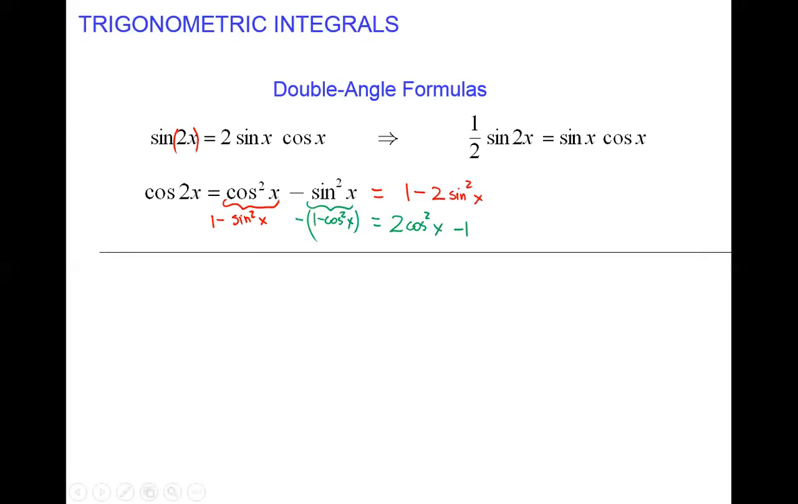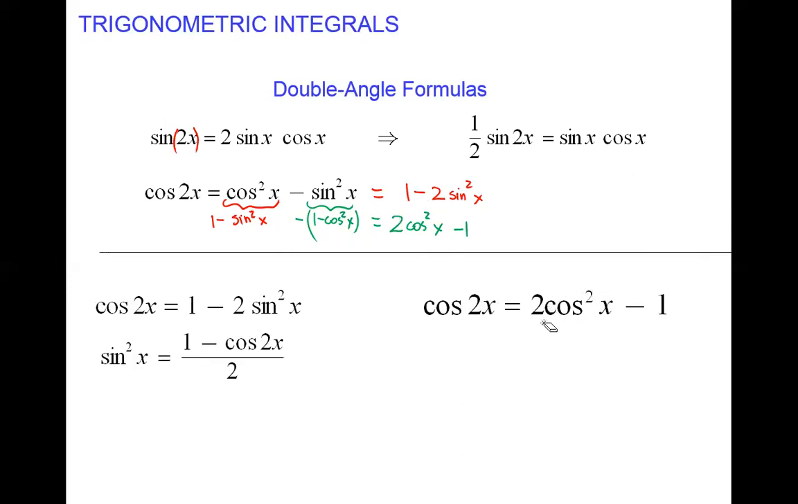We also have half-angle formulas, which we can derive from the double angle formulas. I took the red one: cosine of 2x is equal to 1 minus 2 sine squared of x. Or cosine of 2x is equal to my green formula, 2 cosine squared of x minus 1. This is a nice way, because I will solve the first formula for sine squared of x and the second for cosine squared of x.